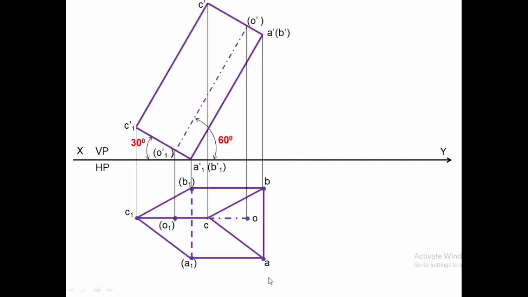Now we will draw the third position. Here the top view of the axis is inclined at 30 degrees to VP. Draw an axis line inclined at 30 degrees to VP, that is, 30 degrees to the XY line. Mark all these points C1, O1, C, O, and this distance is also used to get A1, B1.